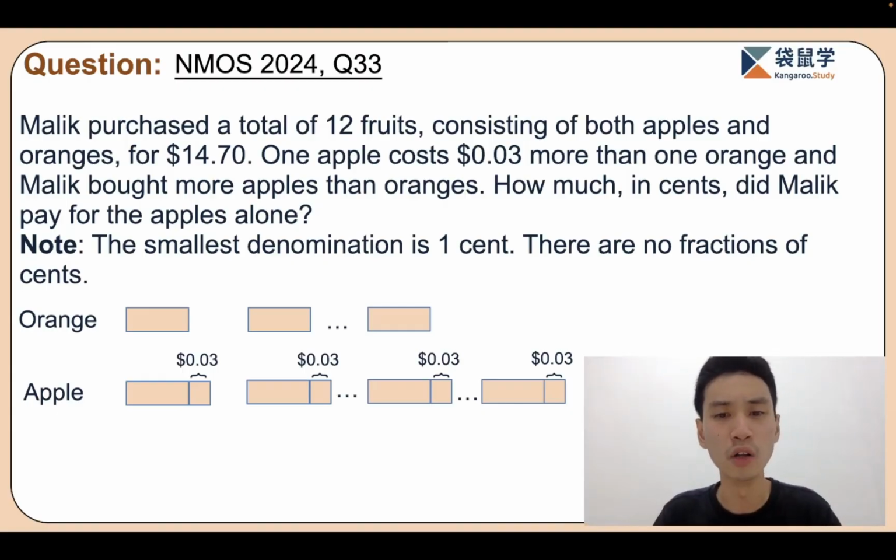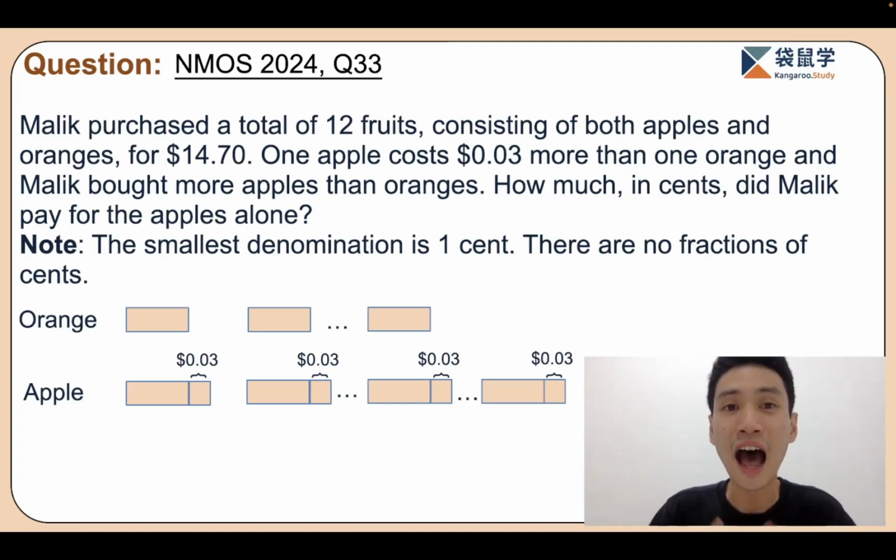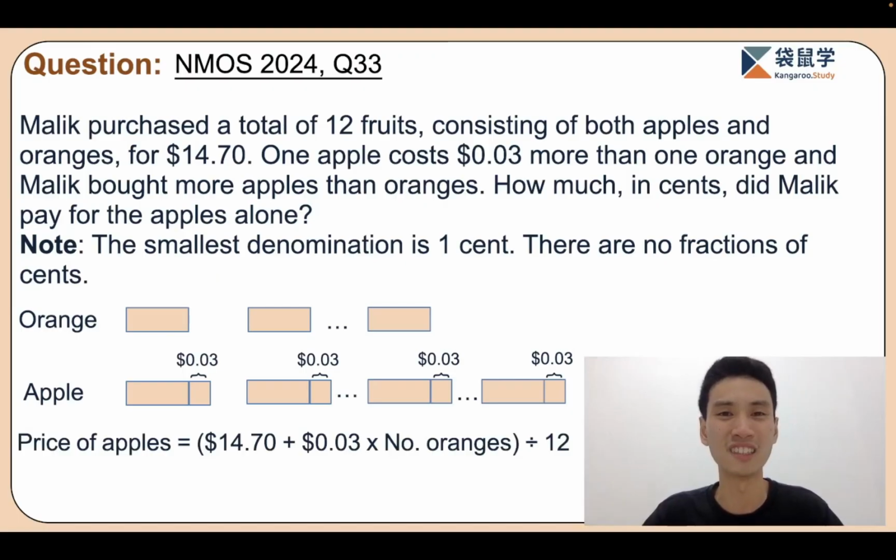Well, based on this model, we can see that all the boxes added together is $14.70. And if we want to find the price of apples, what would we need to add to this price? That's right, we would need to add to this price 3 cents times the number of oranges, since each apple is more expensive by 3 cents. And what will we divide this by? We would divide it by 12, the number of fruits. And so we can write the price of apples as $14.70 plus 3 cents times number of oranges, divided by 12. Now that we have this equation, how do we find our answer?